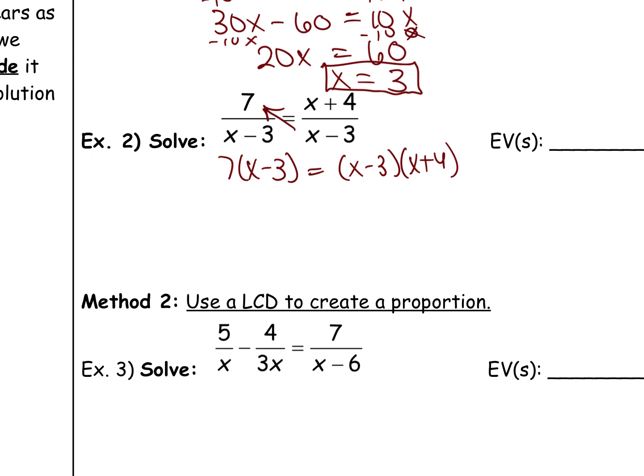Now I'm going to get a quadratic. Yuck. I could have made it go away. I wonder if I would have lost an answer. What are our excluded values? X cannot equal what? 3.